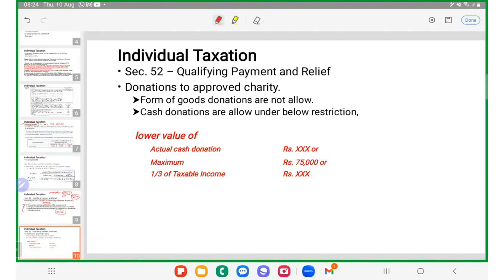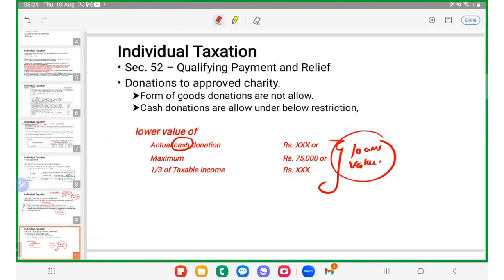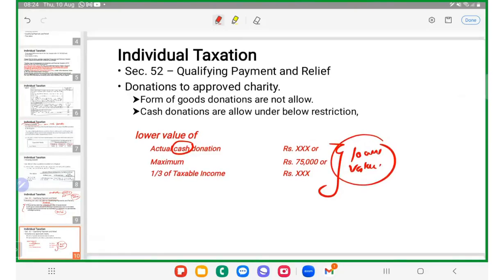So cash donations are allowed under the below restrictions. The value should be determined as the lower of the actual cash donation, highlight cash, and the maximum amount of 75,000 per year of assessment and one third of the taxable income. So you have to evaluate these two amounts and get the lower value. So that's about cash donations to approved charity. Goods donations, no need to worry, they are not allowed.